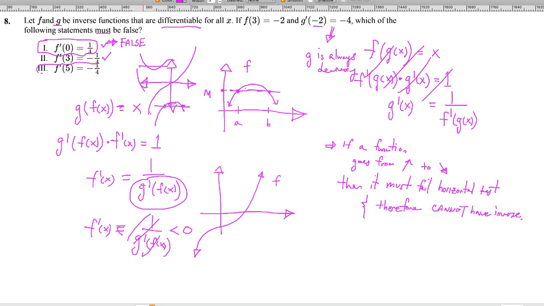And then I get this formula here for the derivative of f. If the derivative of g is always negative, this value down here is always negative, making f prime negative. So the derivative of f is negative, which means f must always be decreasing. So you know this one must be false, because here it's saying that the derivative is positive 1/4.